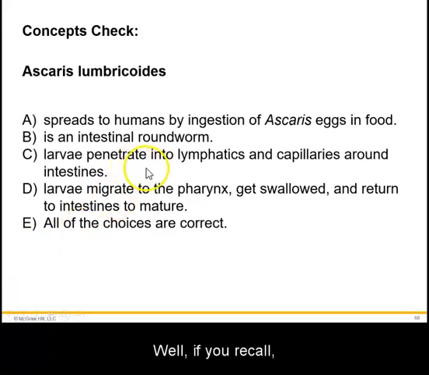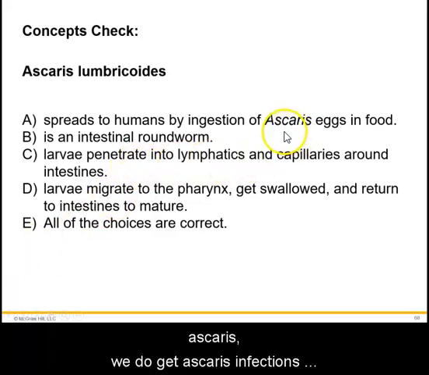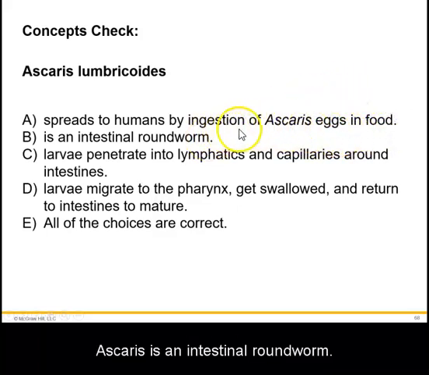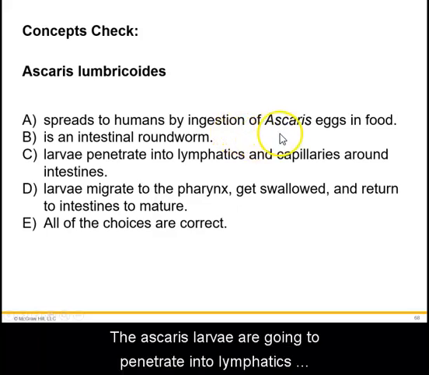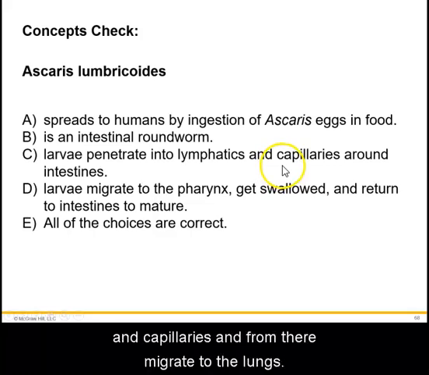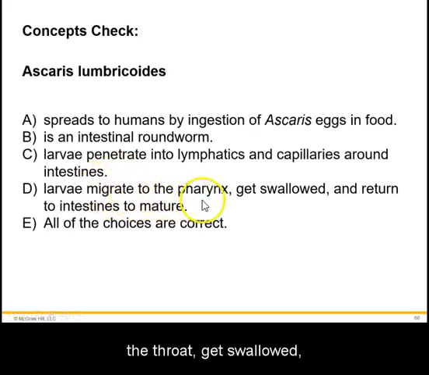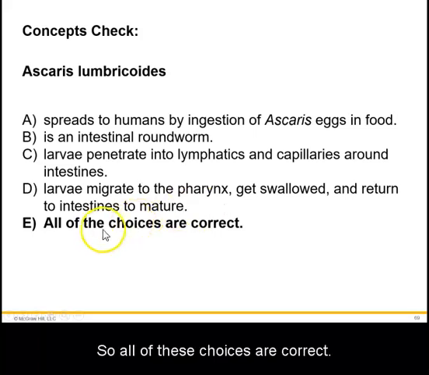Well, if you recall, Ascaris, we do get Ascaris infections by ingesting eggs. Ascaris is an intestinal roundworm. The Ascaris larvae are going to penetrate into lymphatics and capillaries, and from there migrate to the lungs. From the lungs, they're going to migrate up the throat, get swallowed, and return to the intestines to mature. So all of these choices are correct.